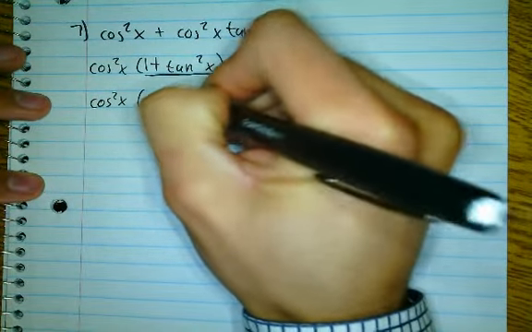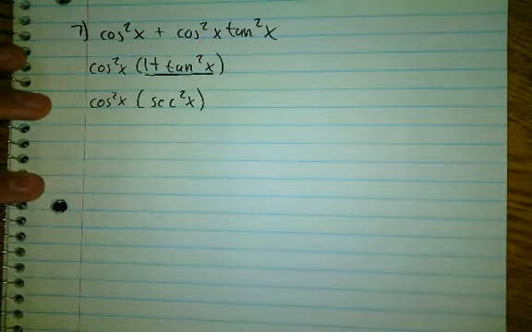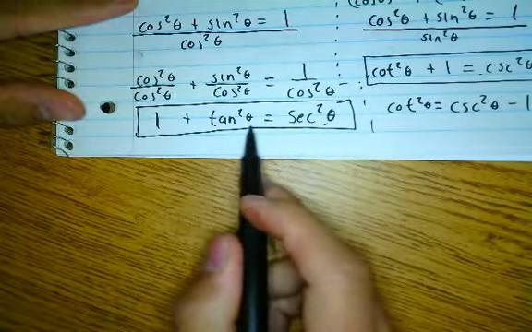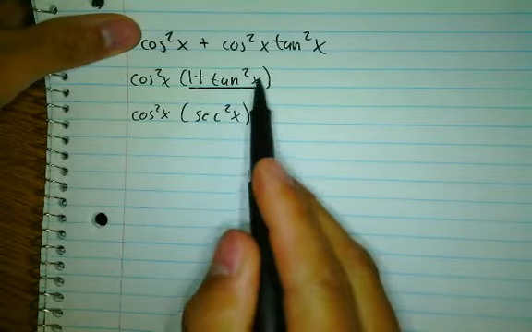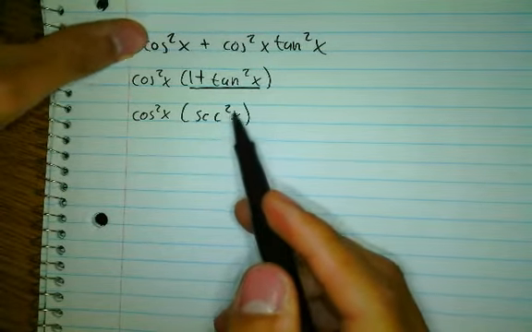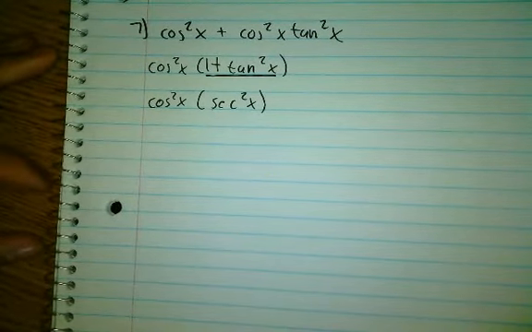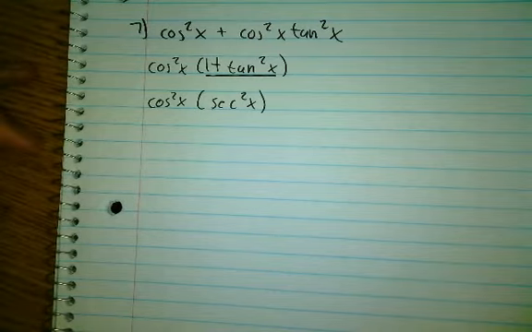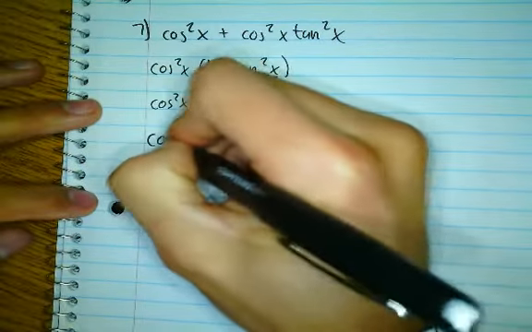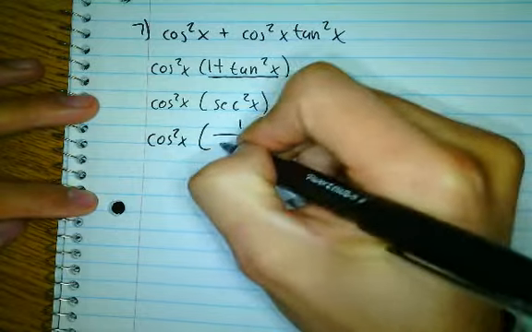Did you go back to your identities? Look at this. Here are my identities. 1 plus tangent squared theta equals secant squared theta. So 1 plus tangent squared x equals secant squared x, right? Then at this point, I think I can do more if I use reciprocal identities. Cosine squared x, this is the same thing as saying 1 over cosine, right?